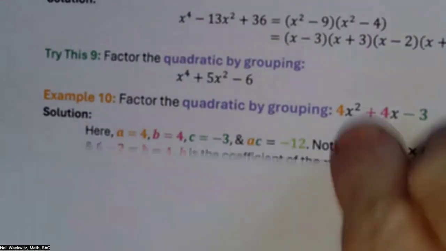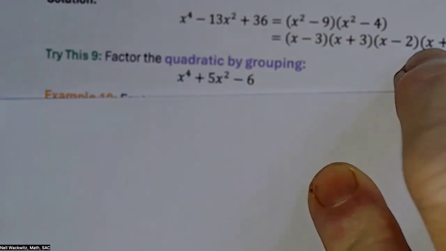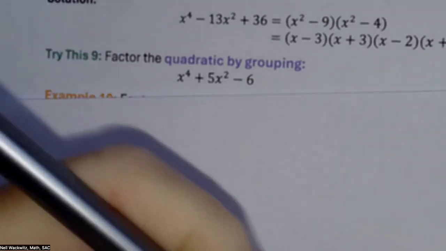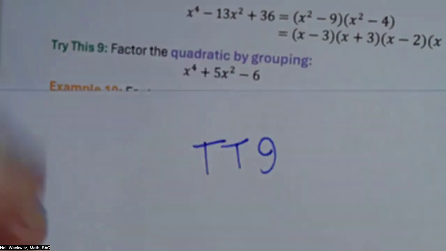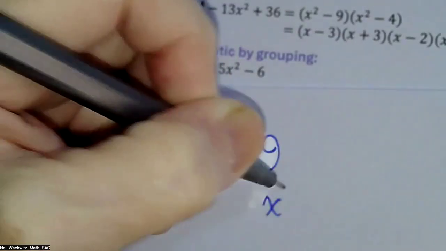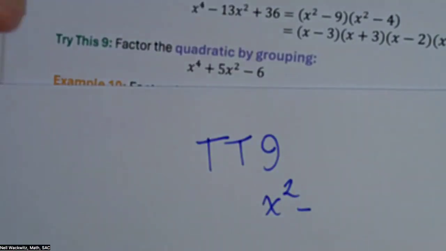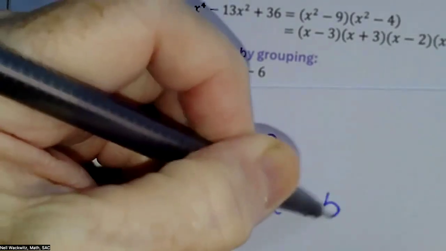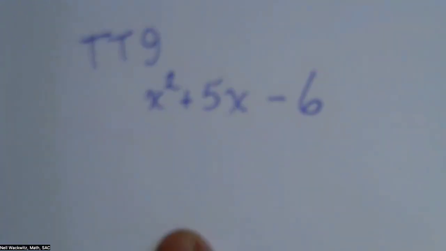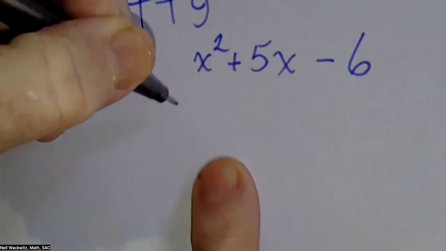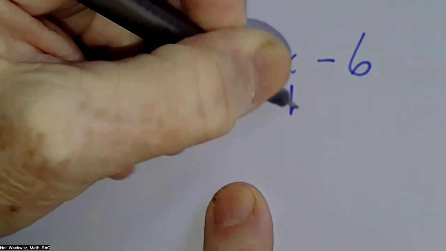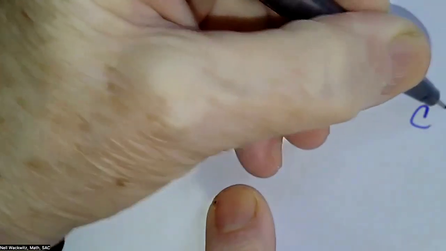Do it in 2 steps. So do that, Try This. This is for Try This 9. Factor x squared minus 5x minus 6, and let's go ahead and do that one together. So what is A? What is B? And what is C?